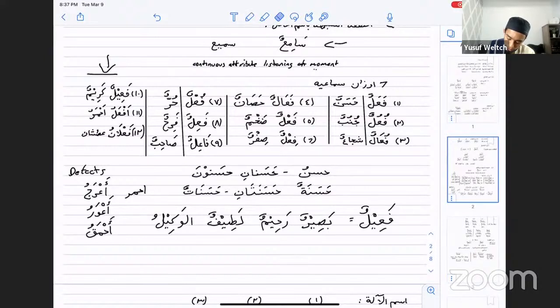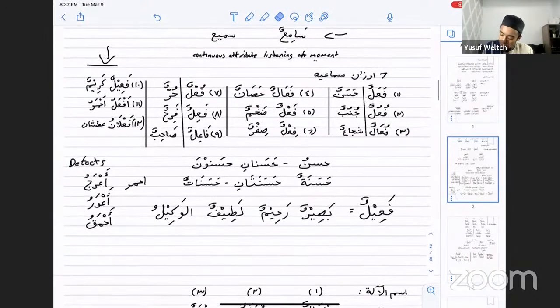Okay. And then the last one, number 12, is fa'lan. Fa'lan is another very important form of the sifa mushabbaha, which again shows the fa'lanu. So it's not dual, it's not fa'lani, it's fa'lanu. So atshan means a person who's thirsty. Someone who's very thirsty is atshan.